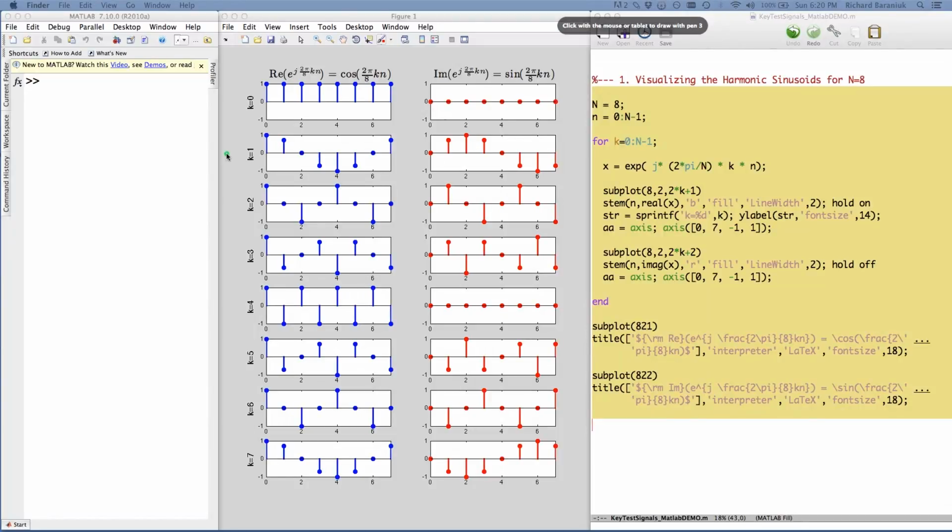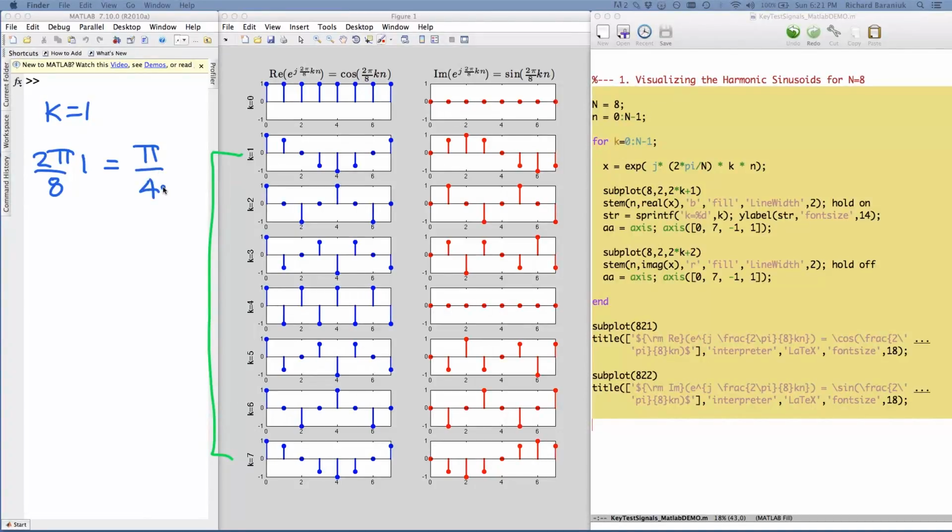Let's study the case of k equals 1 and k equals 7, and write out what these two different frequencies are. In particular, for k equals 1, we can write that the frequency is 2 pi over 8 times 1, which equals pi over 4. And so we can think of this frequency as an angle of basically pi over 4.